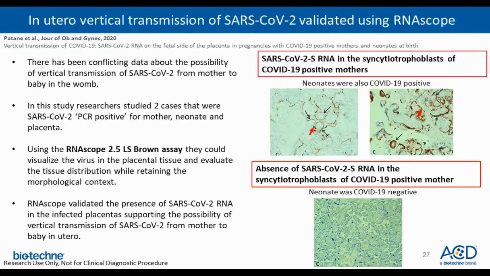There has been conflicting data about the possibility of vertical transmission of this SARS-CoV-2 virus from a mother to baby in the womb. In this particular study, Luisa Patani and other researchers studied 2 cases of SARS-CoV-2 PCR positive mothers, looking at the neonate and placenta. Now, they used the RNAscope Brown assay on the Leica platform to visualize the virus in the placental tissue, in addition to evaluating the tissue distribution. But they could do all of that while still retaining that morphological context. The RNAscope assay validated the presence of the SARS-CoV-2 RNA in the infected placentas, supporting the possibility of a vertical transmission of SARS-CoV-2 from a mother to a baby in utero.